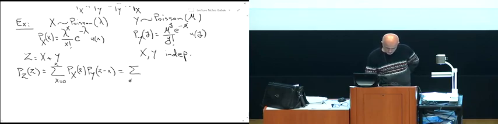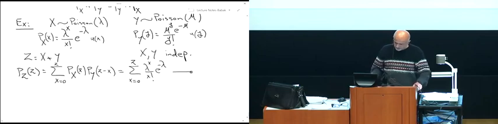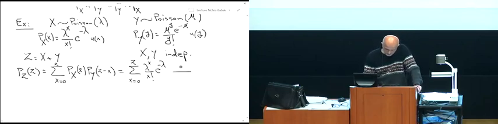Okay, well let's do that. X goes from 0 to z, and px of x, you know, it's lambda to the x over x factorial e to the minus lambda. And py of z minus x is what? What over what times what? Mu to the z minus x over z minus x factorial times e to the minus mu.